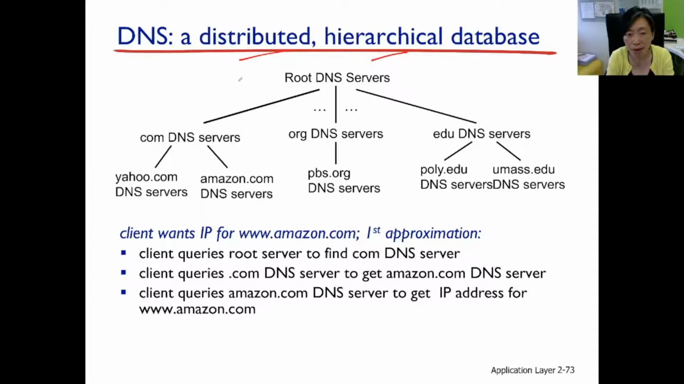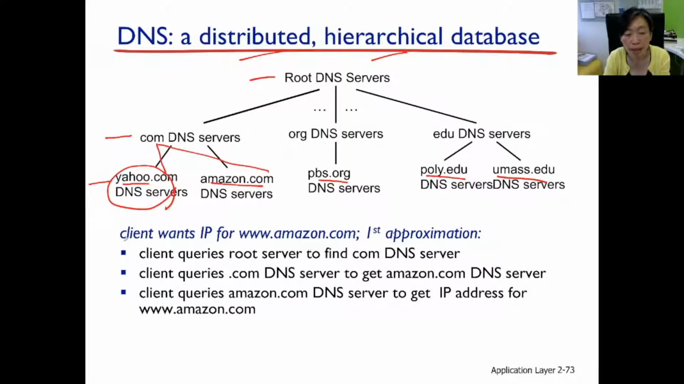And this is how the hierarchy looks. At the top, the root DNS servers. Second level, the .com, .org, .edu DNS servers. The lowest level, or the authoritative server level: yahoo.com, amazon.com, pbs.org, poly.edu, umass.edu. So what you're seeing here is that .com further breaks up the namespace, and each of the servers at the bottom will serve a small range of the names there are on the internet, distributing the load of the name-to-IP lookup.